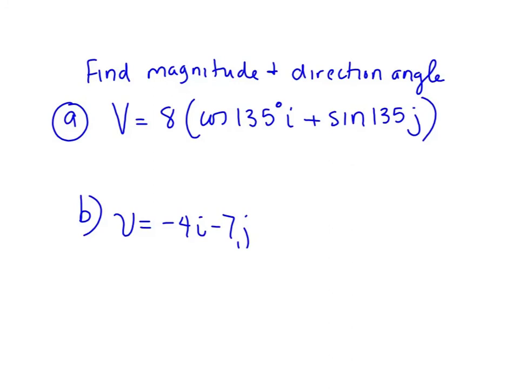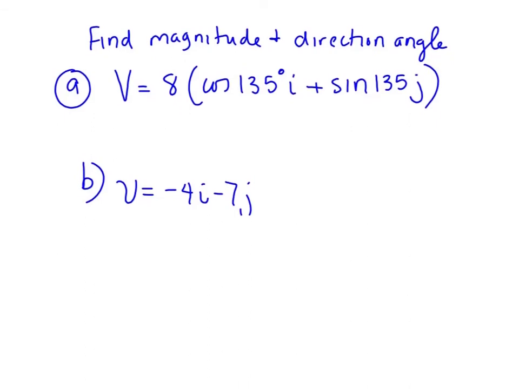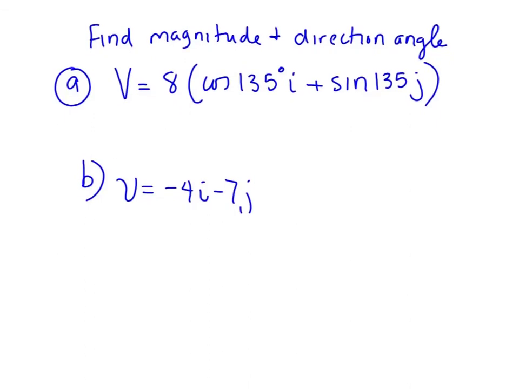Okay, these are similar problems. What you're doing is you're given a point written with magnitude and direction, and you're just going to find the magnitude and direction angle. So this is pretty simple. The magnitude of v is just going to be 8. And then the direction angle is going to be right here, 135 degrees. That's it, you're done.